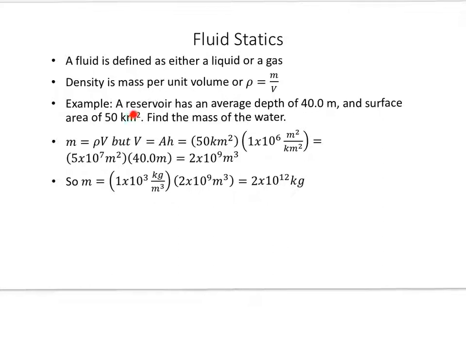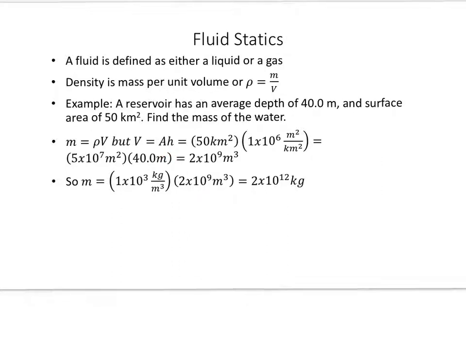So here's an example. We've got a reservoir that's got an average depth of 40 meters, and it's got a surface area of 50 square kilometers. We want to find the mass of the water. Okay, so we're going to use this equation, but we're going to solve it for mass, so the mass is equal to the density times the volume. And the volume is the area times the height.